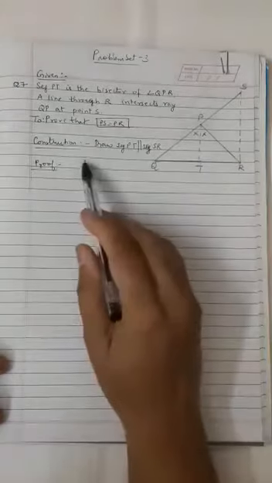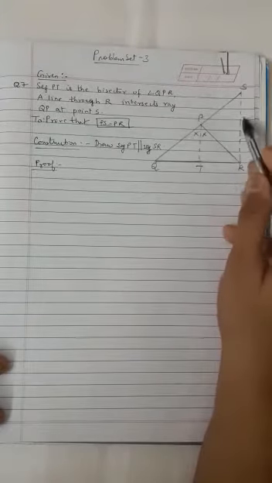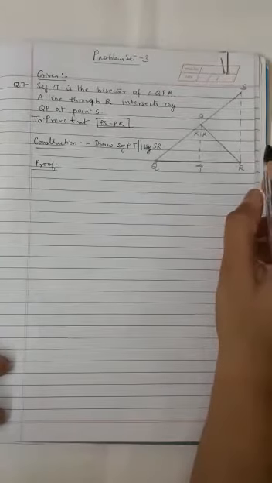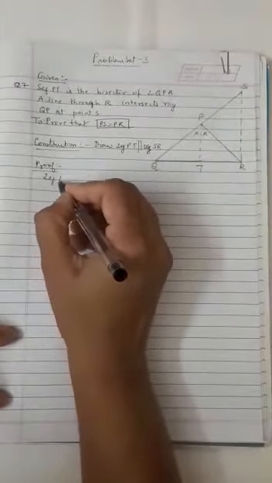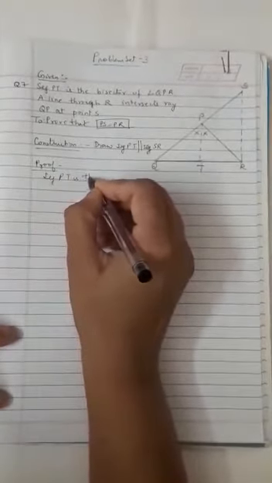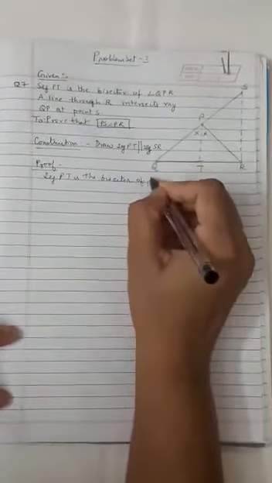There is also a construction. Draw segment PT parallel to segment SR. So now let us start with the sum. Segment PT is the bisector of angle QPR. This is given to us in the question.